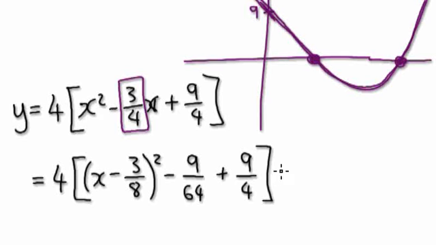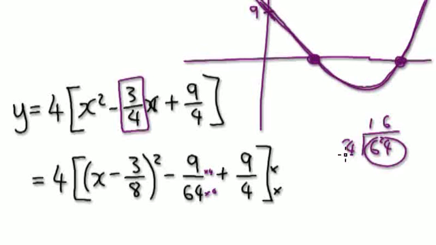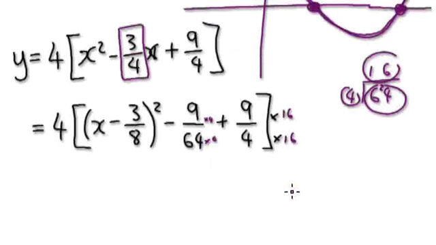Merge these two together. What do I need to times top and bottom to get the two denominators to be the same? Does 4 divide 64? It does divide. If it doesn't divide, then you have to times top and bottom by 4, and this top and bottom by 64. But it just so happens that 64 divided by 4 is 16. So I can just times top and bottom here by 16, and then the two denominators will be the same.